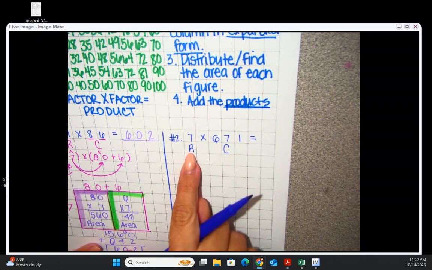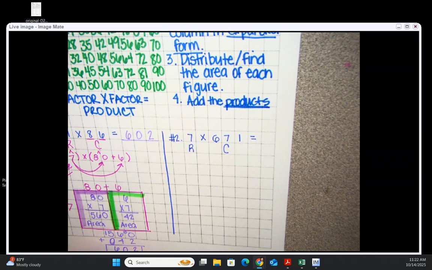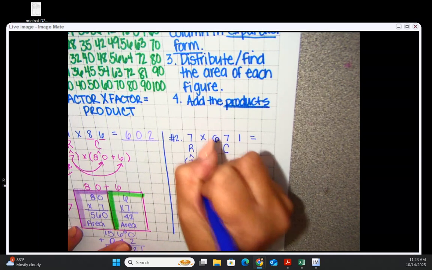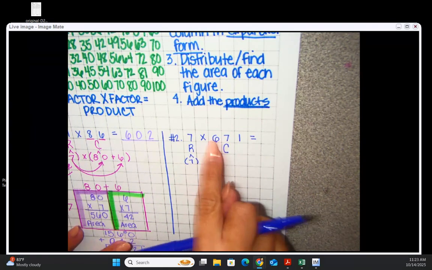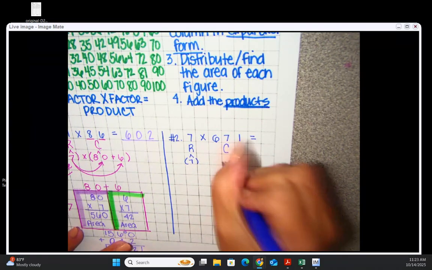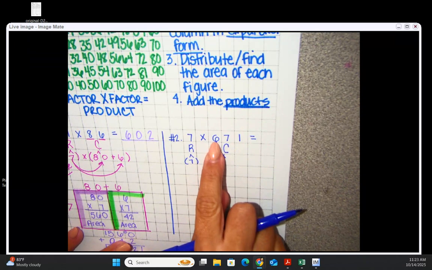Okay, now I'm going to write each of these numbers in expanded form. How do I expand 7? 7, because the value of that digit is 7. Now I'm going to expand this bigger number. What is the value of the 6?